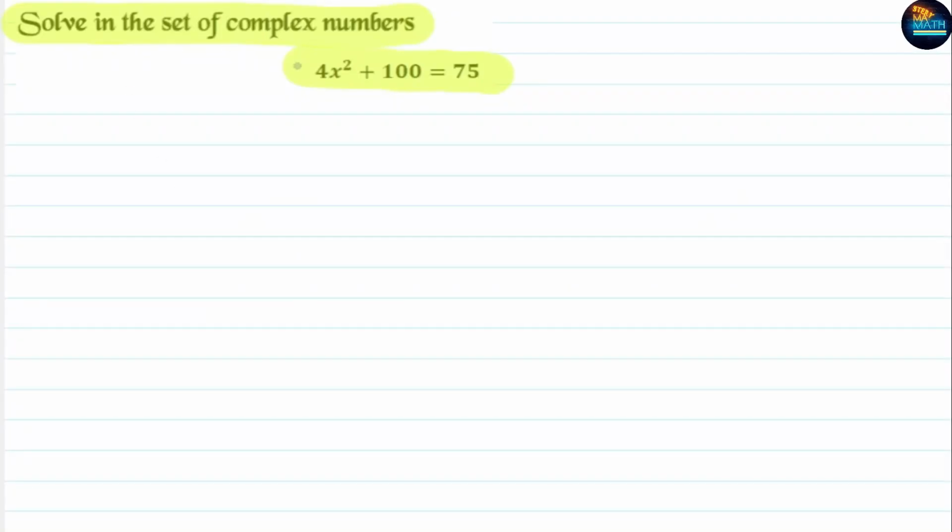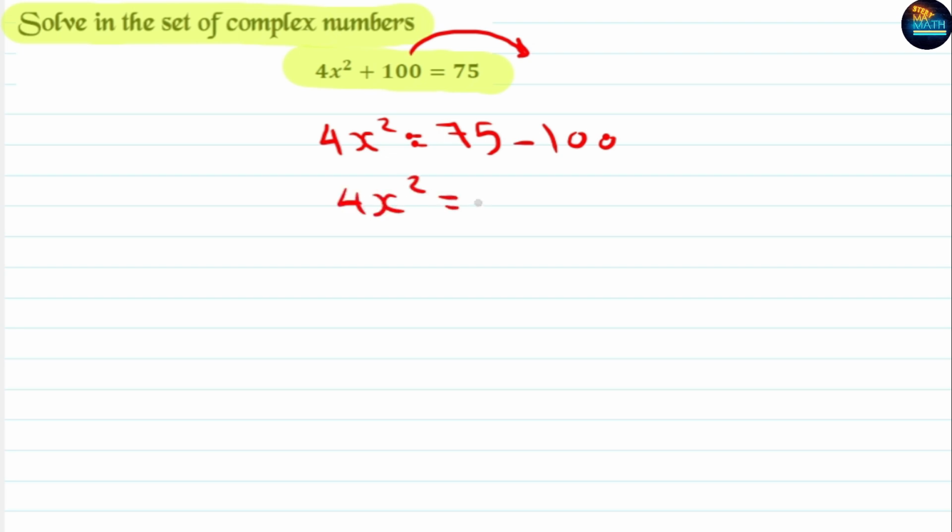Solve the equation 4x to the power of 2 plus 100 is equal to 75. You have one x term, so move 100 to the other side with the opposite sign. So 4x to the power of 2 is equal to 75 minus 100. And 75 minus 100 is equal to negative 25. So 4x to the power of 2 is equal to negative 25.